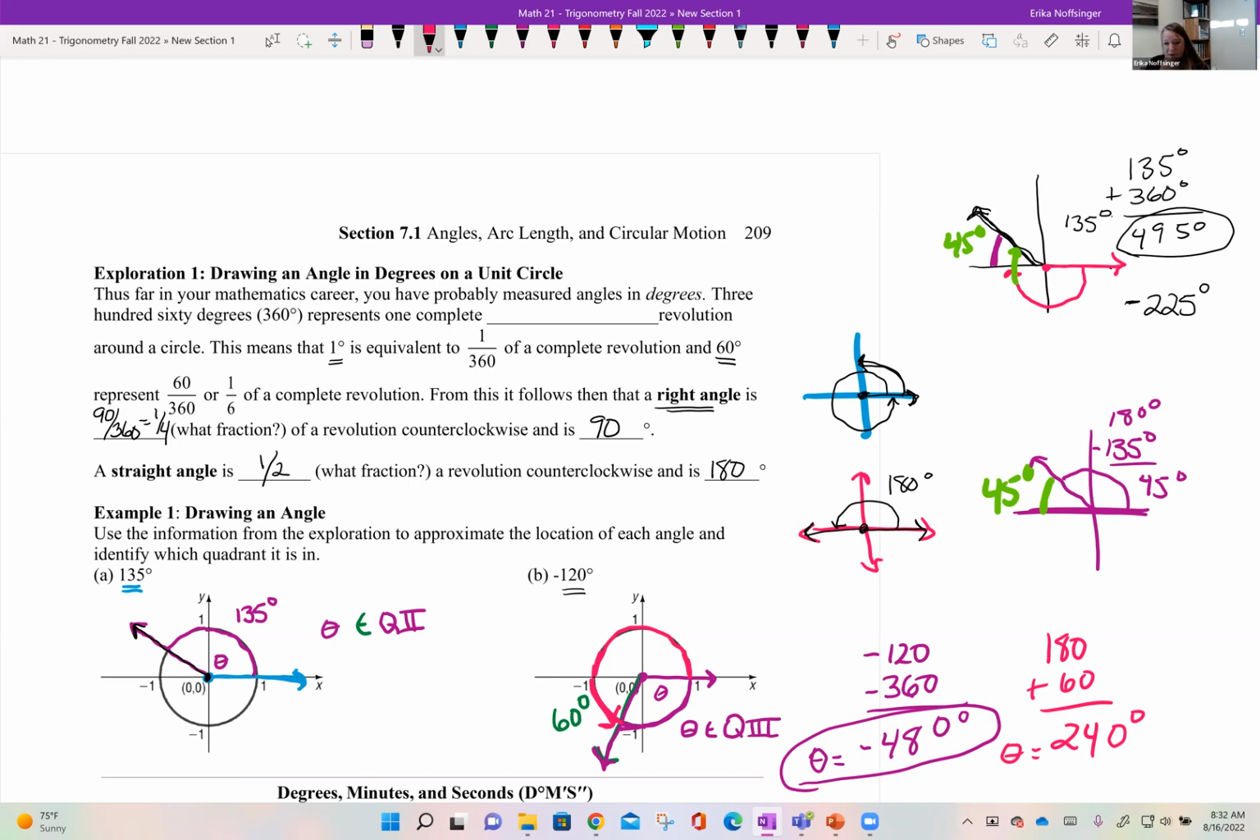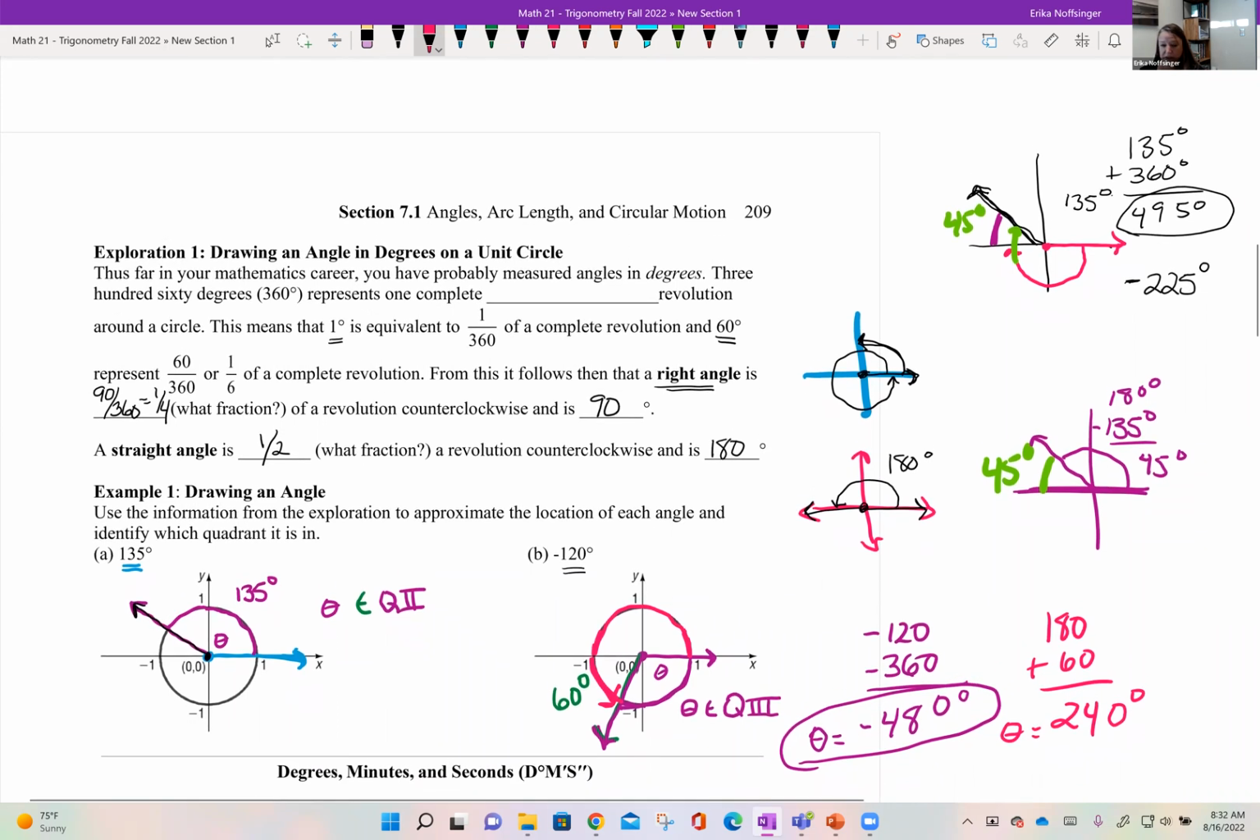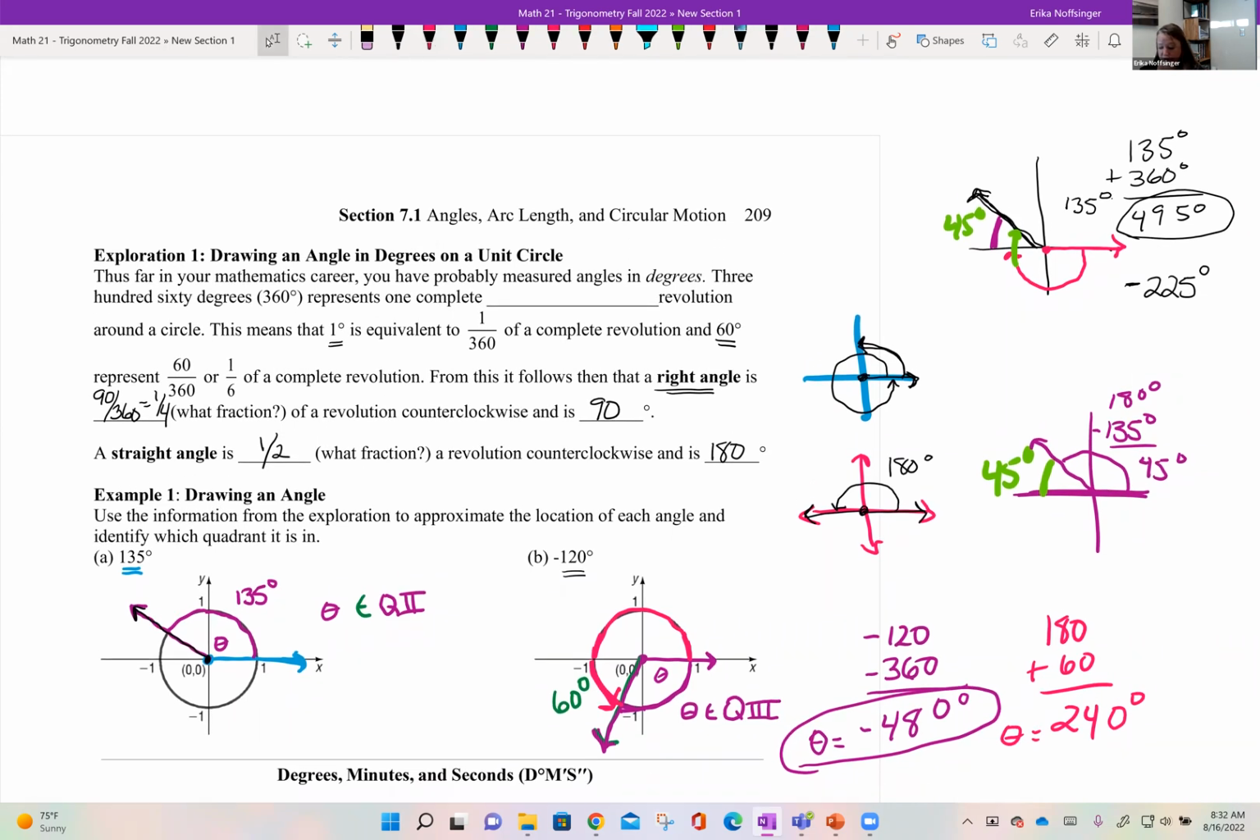Okay, so there are some examples. You should be able to look at and draw angles given. You should be able to tell which quadrant it falls in, or if it doesn't fall in a quadrant, which quadrantal angle it is. Is it on the x-axis or the y-axis, positive or negative? You should be able to come up with other angles that would give us the same terminal side.